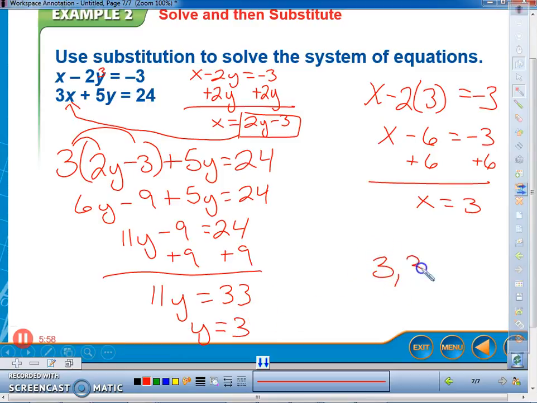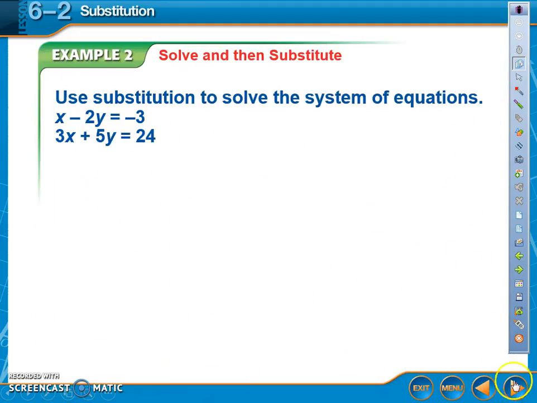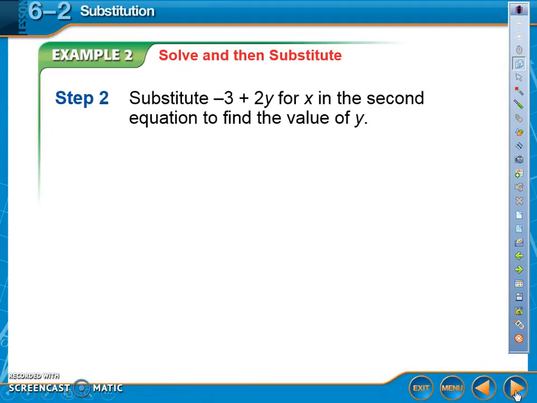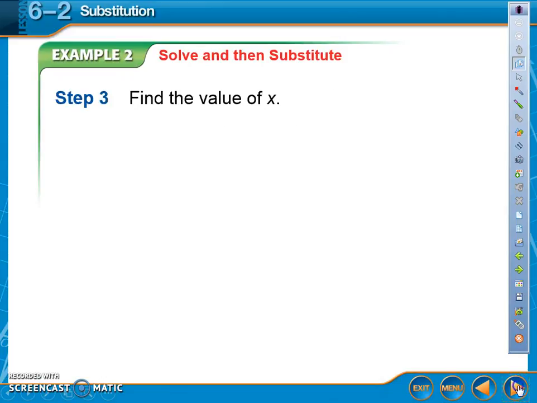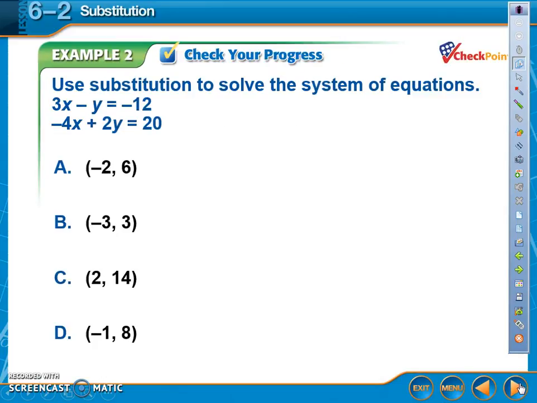So 3, 3. And again, if you were to fill this out and put it on a graph, you're going to have two lines that cross at 3, 3. All right, let's keep going. There we go. Find the value. Sorry, we already did all that stuff.